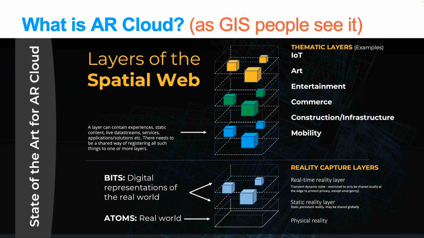So the GIS crowd might think of this as an upgraded map that has become three-dimensional and real time. There's the notion of the representation of the actual world, the classical map, but for the era of spatial computing, and all these layers of content that you connect to that.